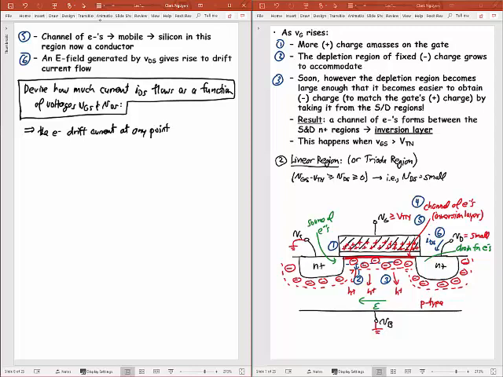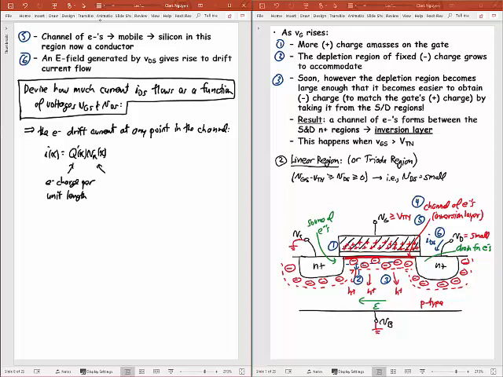So the electron drift current at any point in the channel is going to be given by an equation that we've seen before. I of x is going to be equal to whatever the charge density is, and this is charge per distance, what the Q prime is there. So that will be electron charge per unit length, times the velocity in the x direction as a function of x.